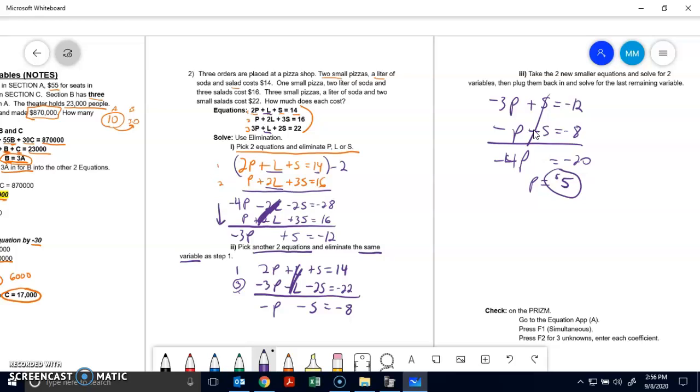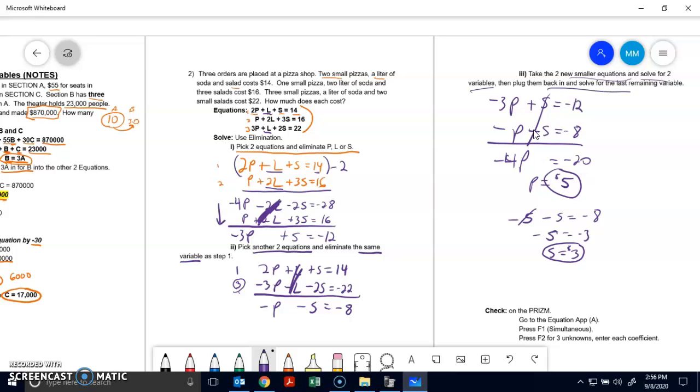Then I'm going to just back substitute. And it says, we take the two new smaller equations we just did, solve for two variables. So I need to plug this back in and solve for the other. If negative p, which is 5, minus s equals negative 8, and I add 5 over, that's an s there. If I add this 5 over, it gives me negative 3, and then divide by a negative, tells me that the salads cost $3.